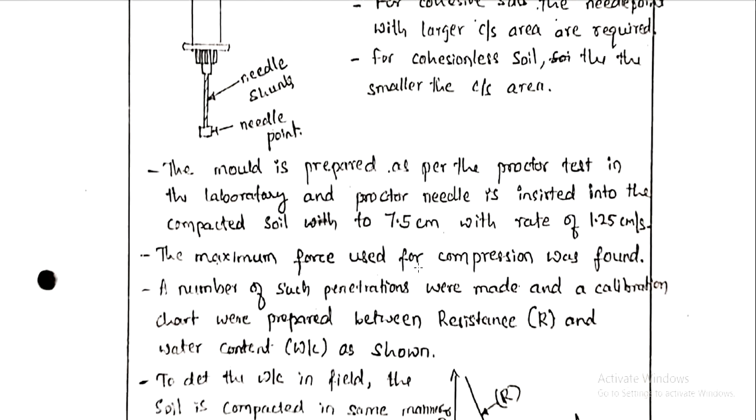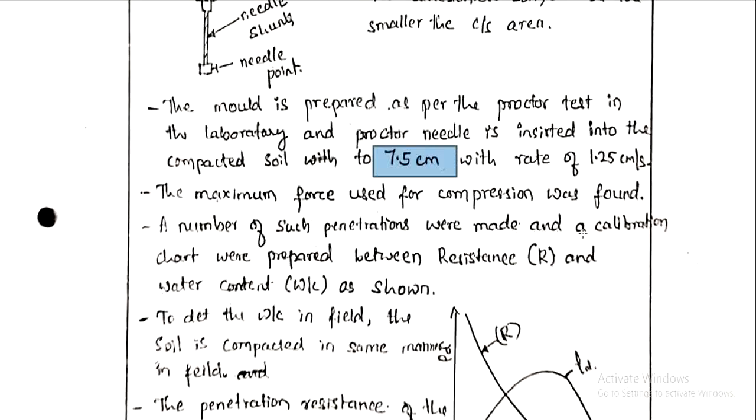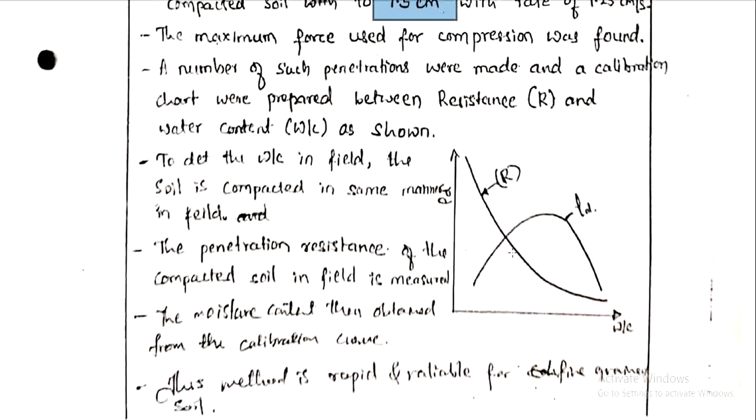The maximum force used for compression of 7.5 centimeter was found. So we have to compress it for 7.5 centimeter at this particular rate, and the maximum force required was found. A number of such penetrations were made and a calibration chart was prepared between resistance and water content. So we are going to find out the water content based on the resistance.